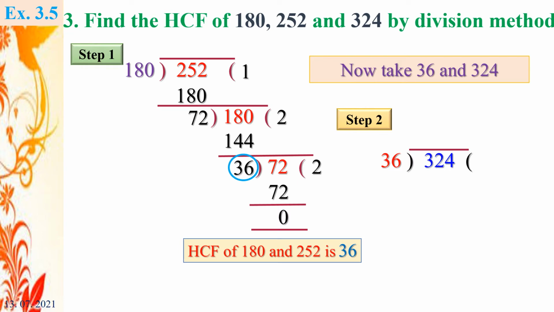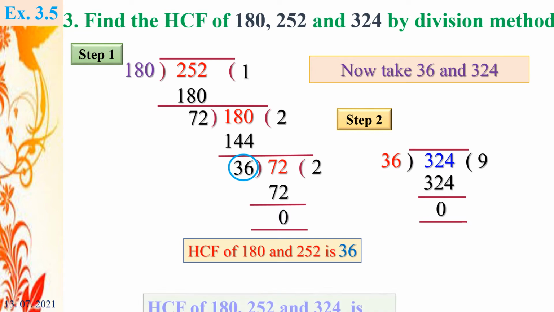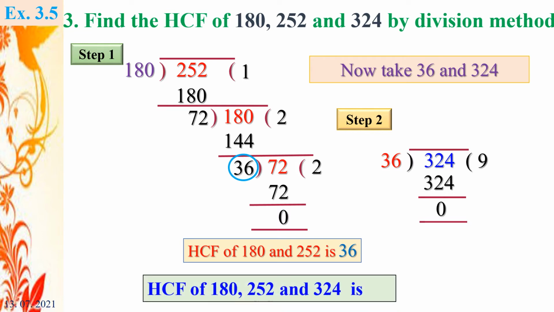Now how many times do we have 36 in 324? We have 9 times. 9 times 36 is 324. The remainder is 0. So 36 is the HCF of 180, 252 and 324. So write HCF of 180, 252 and 324 is 36.